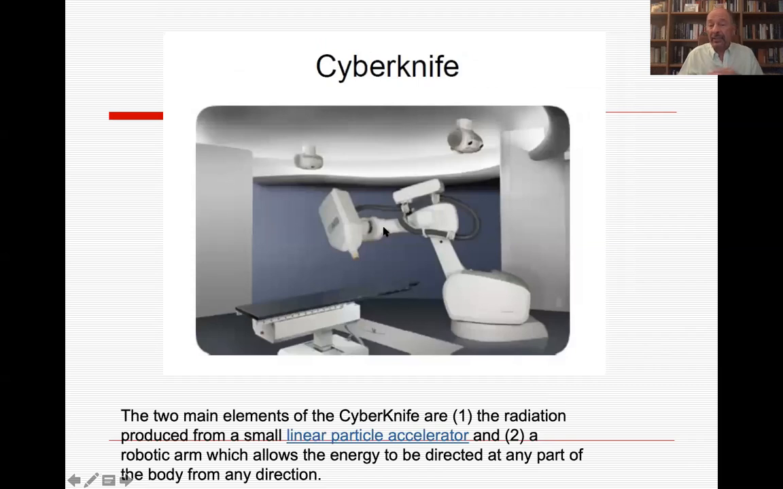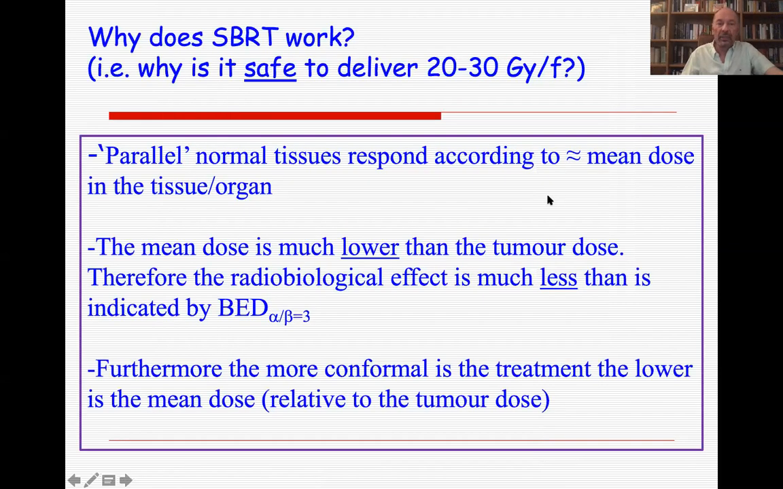CyberKnife instead is like a small LINAC. Usually at the end here, you have the LINAC, and you can move the LINAC not only in rotation, but in every direction around the patient. So it's a robotic arm that you can move, and it's called knife, you know, because it's for radiosurgery.